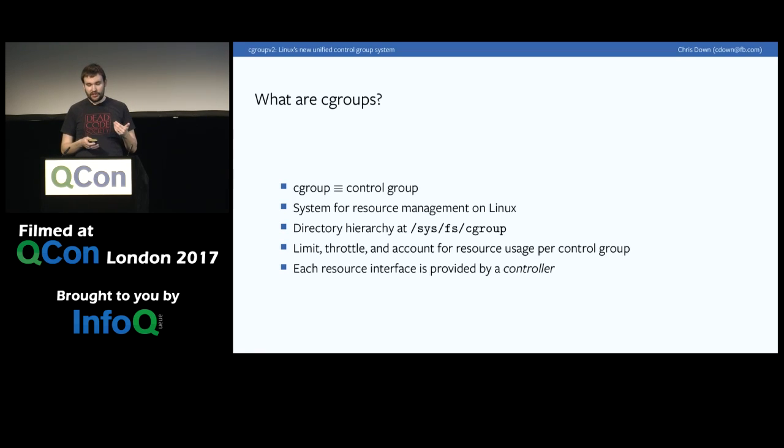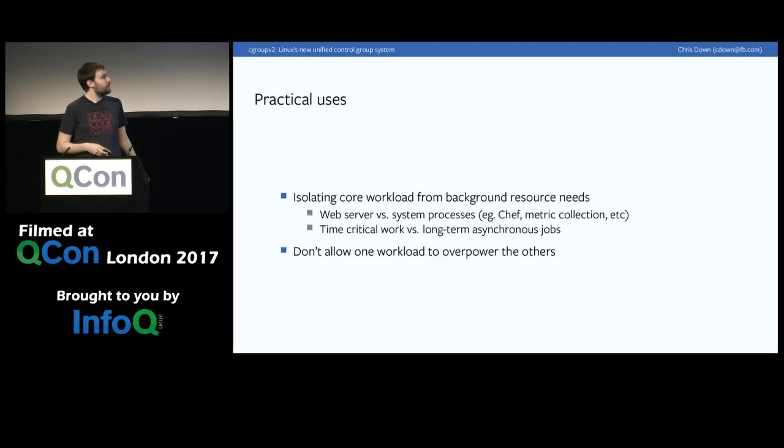So a controller is essentially something which provides the files you can manipulate inside this directory structure to, say, set a memory limit, and then provides those values to the kernel, and the kernel decides what to do differently based on the values which you provided. So manipulating these values tells the kernel to do something different.